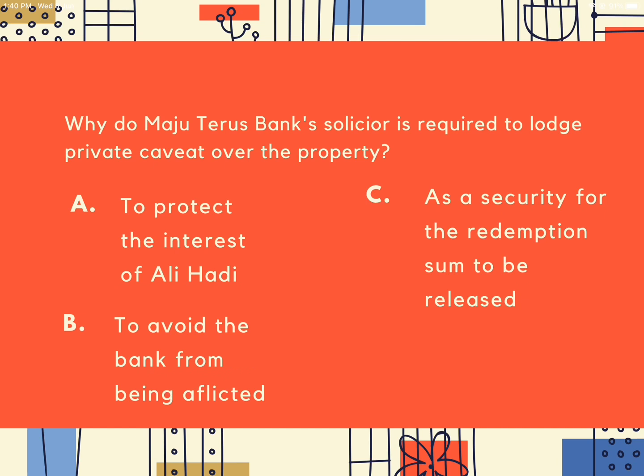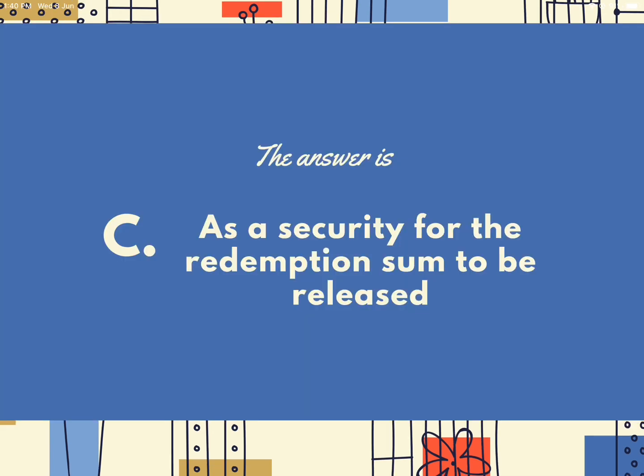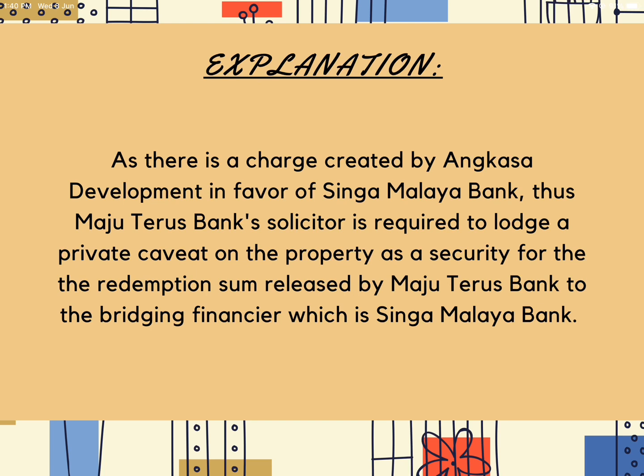The next step is lodgement of Form 19B. The question is, why is Maju Terus Bank solicitor required to lodge a private caveat over the property? The answer is C, as a security for the redemption sum to be released. As there is a charge created by Angkasa Development in favour of Singa Malaya Bank, thus Maju Terus Bank solicitor is required to lodge a private caveat on the property as a security for the redemption sum released by Maju Terus Bank to the existing financier, which is Singa Malaya Bank.